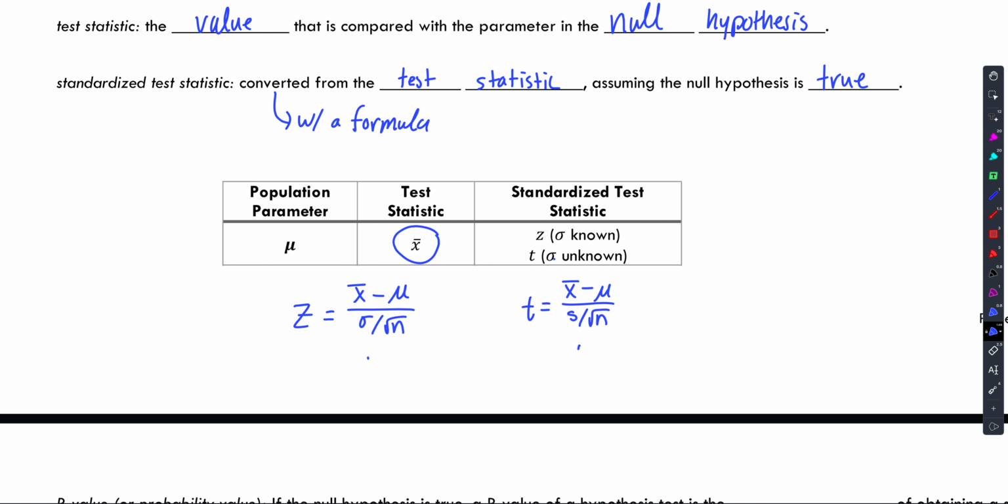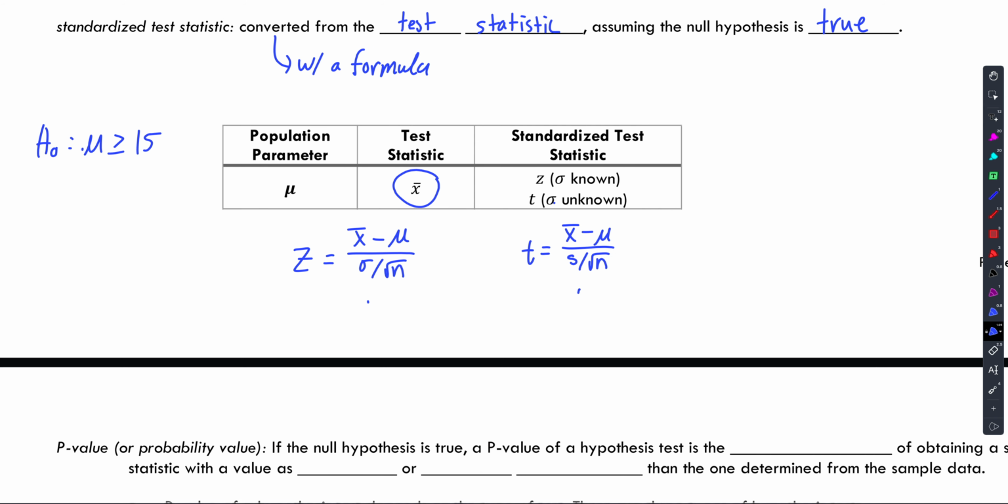You don't have to write this down, but if I write H0: mu is greater than or equal to 15, the mu here would be 15. And then either sigma or s will be given, depending on whether you know sigma, your population standard deviation, or your sample standard deviation, and then you'll have n as well.